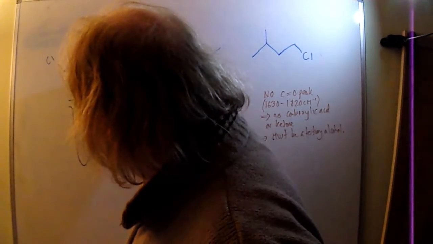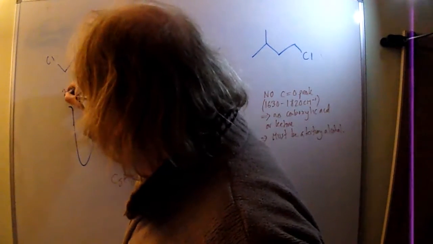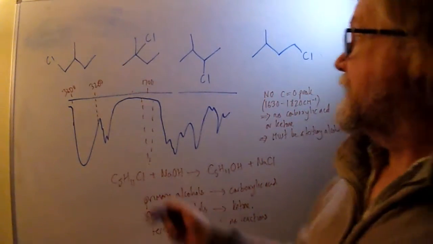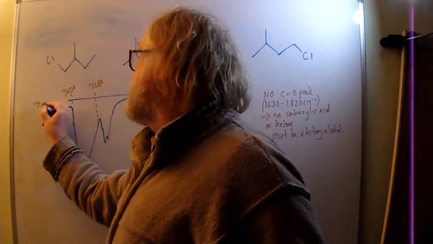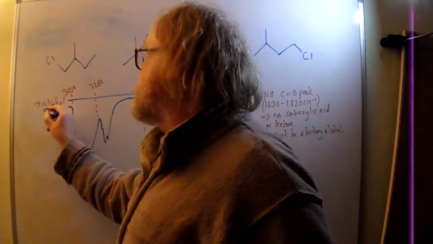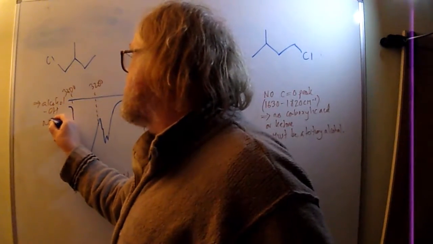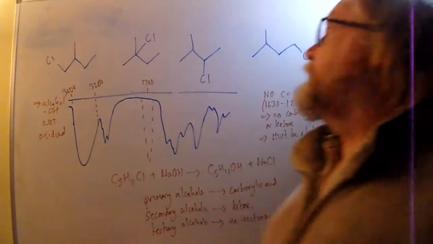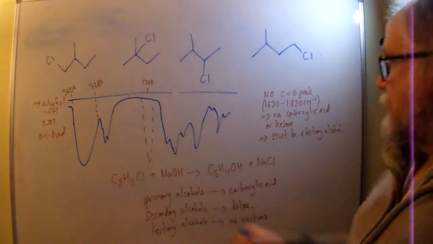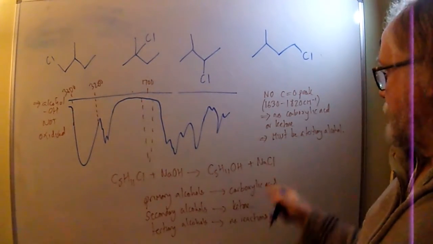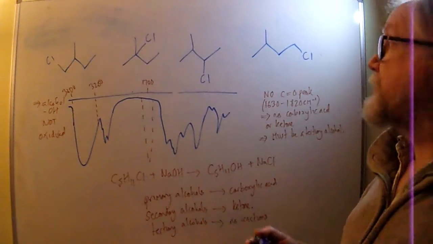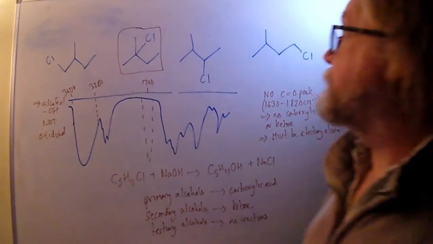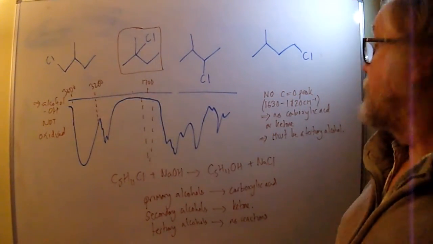So if we follow the numbers, it's about 3,200 to 3,600 wave numbers, which fits for an alcohol OH peak. So we can mention that as well. So the alcohol OH was not oxidized, which again supports the fact that it was a tertiary alcohol. So now we have all the evidence we need that the alcohol produced by this reaction is a tertiary one, and therefore it must have come from a tertiary haloalkane, and the only one of these that's tertiary is that one. Okay, and therefore that's the right answer.